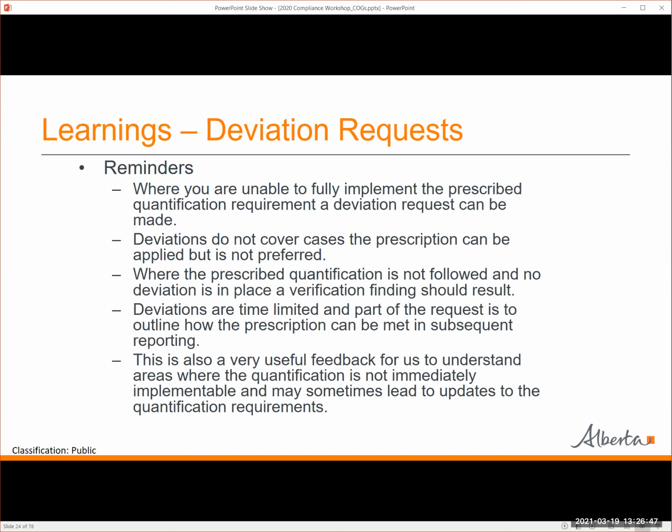When the quantification methodology isn't followed and there's no deviation request approved, that should result in a verification finding by the verifier. Again, approval for a deviation is a time-limited item, and so we're looking as part of that request for the pathway for the aggregate to be able to adopt the quantification methodology requirement. And overall, I would say this is a very useful piece of feedback for the department in terms of receiving and looking at the deviation request, because it gives us a good sense of where there's a gap between what we have in the quantification requirements and what's possible for individual facilities under the regulation.